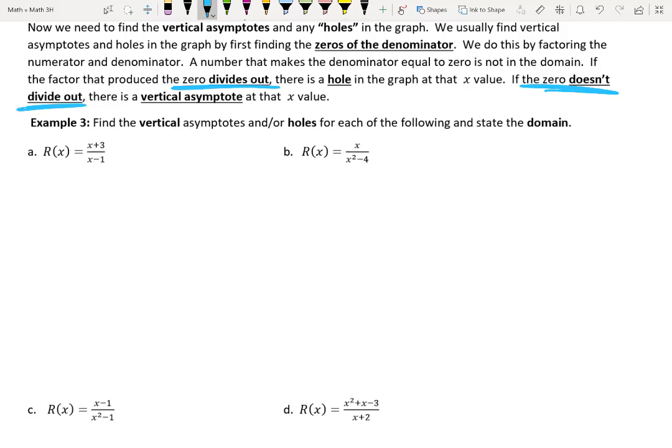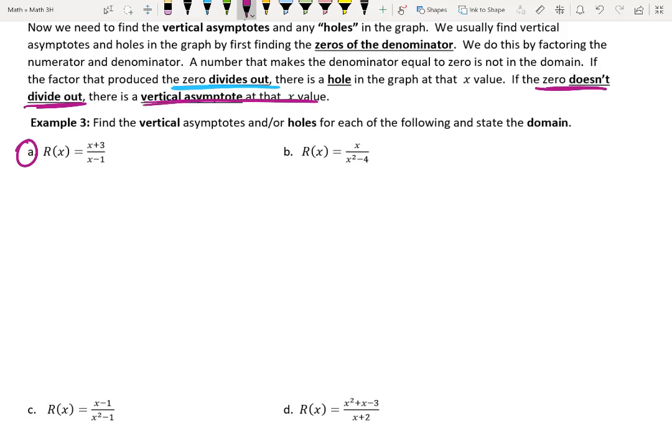All right, so it looks like I've got an x minus 1 in this first denominator. And x minus 1 does not divide out at all with the x plus 3. So I'm in the does not divide out category. Maybe I'll try to color coordinate this. The 0 doesn't divide out. That would be this one. Which means that there's a vertical asymptote at this x value.